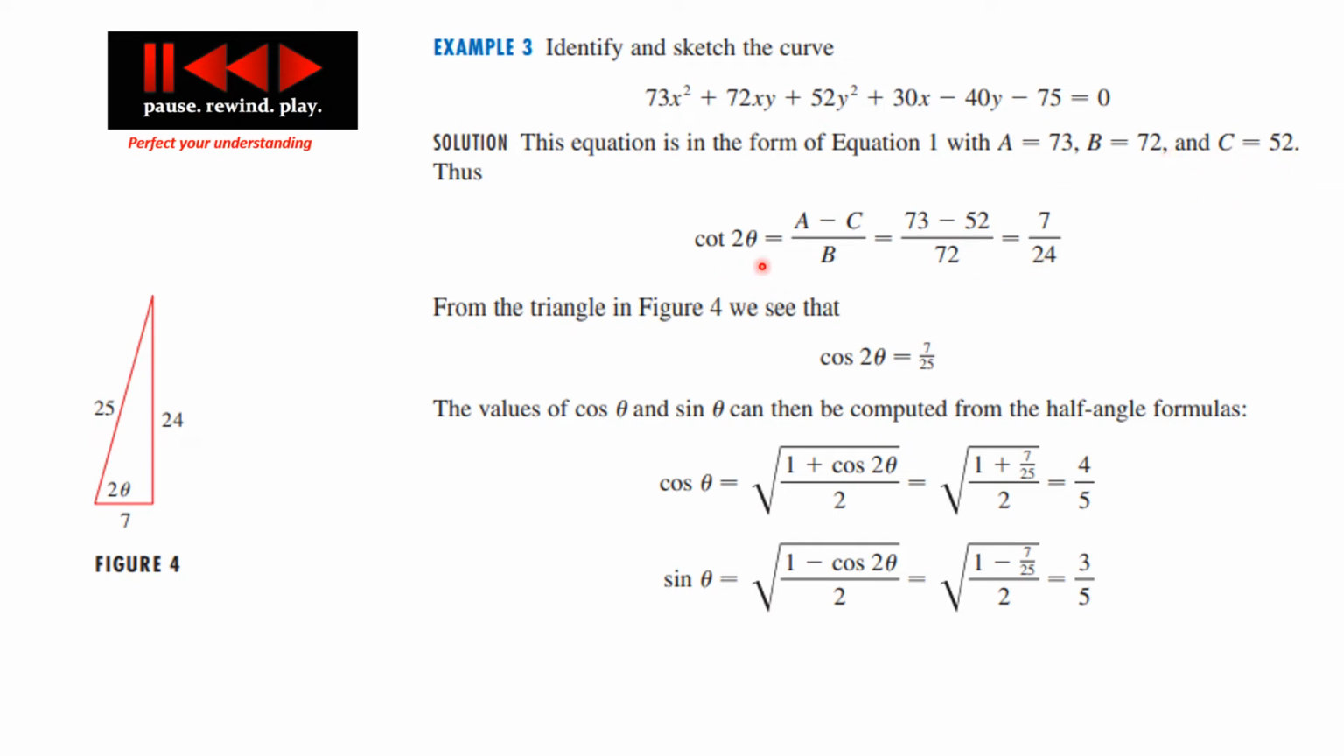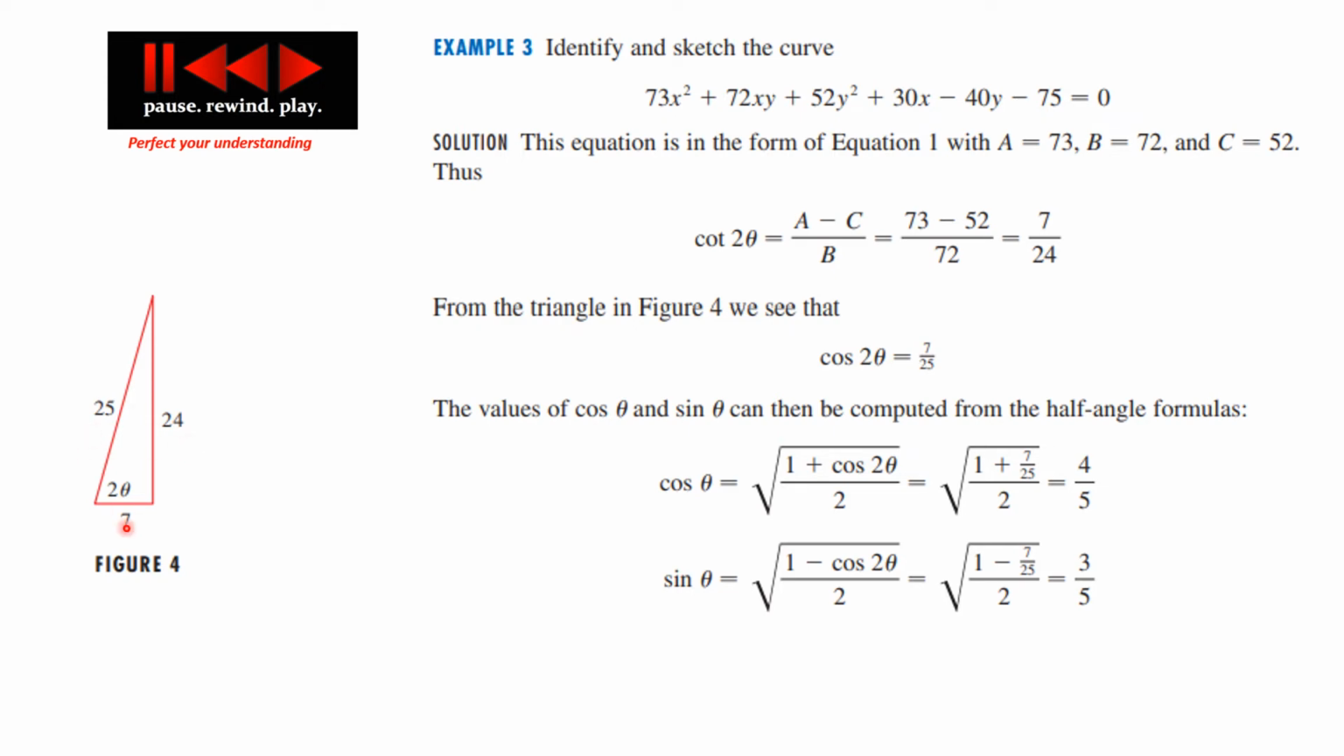So the cosine of 2 theta, that's the angle we want, is going to be a minus c over b. Now a minus c here is going to be 21, and b is going to be 72. So what we get is 21 over 72, and in lowest terms, that is going to be 7 over 24. But that means the cotangent of 2 theta is 7 over 24. Again, we can draw a right triangle. So here is the 2 theta angle, and the cosine of 2 theta, that's the adjacent over the hypotenuse, is 7 over 25.